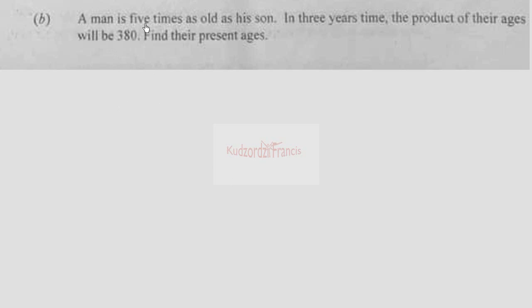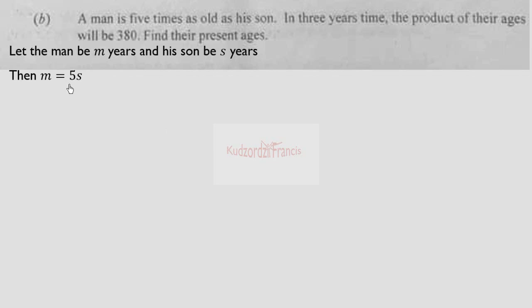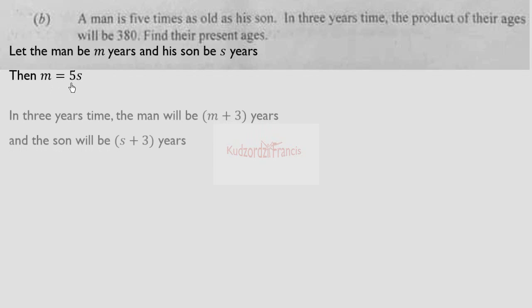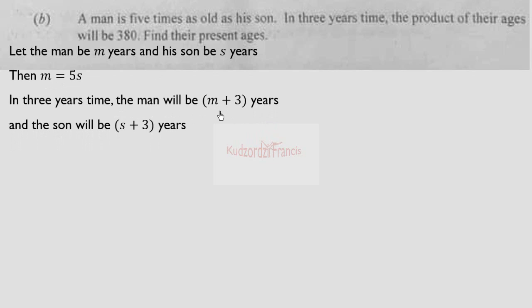Now the B part. A man is 5 times as old as his son. In 3 years' time, the product of their ages will be 380. Find their present ages. So let the man be M years and his son be S years. Then we're told that the man is 5 times as old as his son. So that will be M equals 5S. Then also in 3 years' time, the man will be M plus 3 years and the son will be S plus 3 years. And their product will be 380.